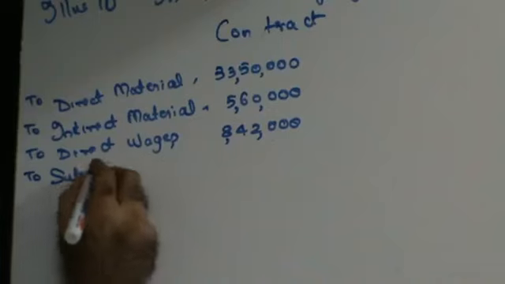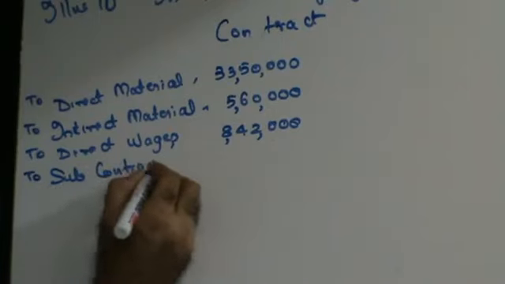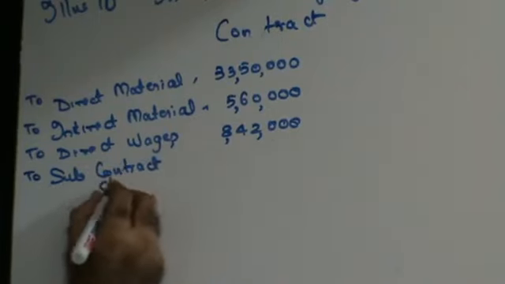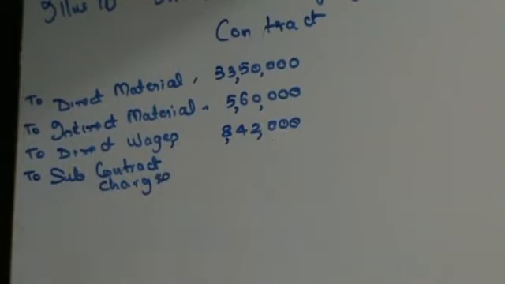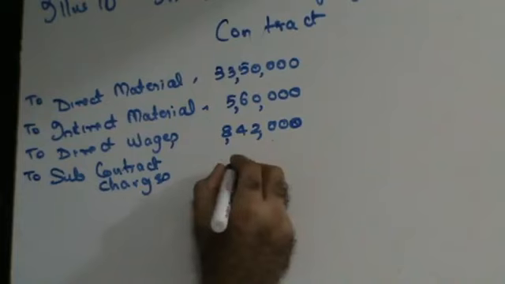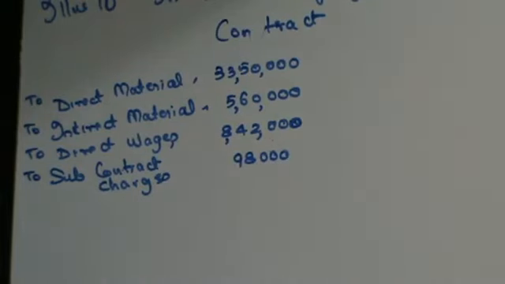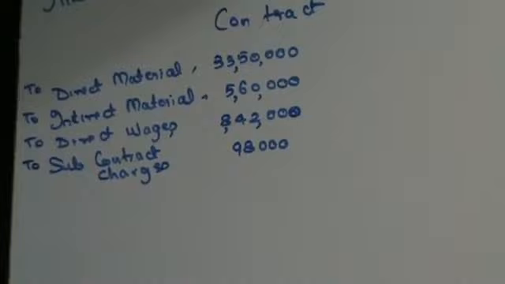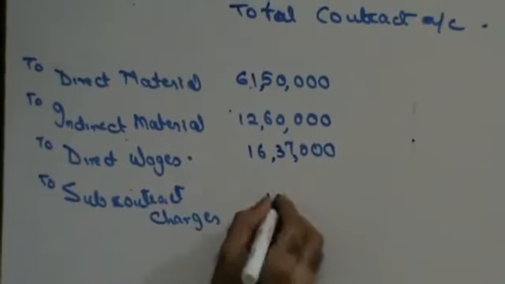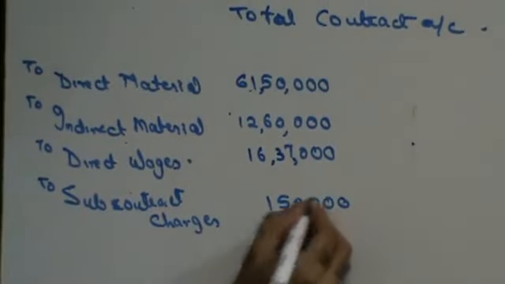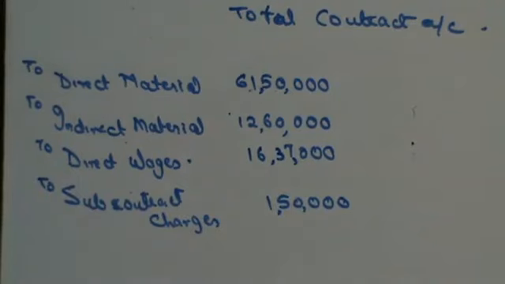Next, to subcontract charges. All expenses on the debit side, guys. Subcontract charges are given to you as 98,000. In the total contract, subcontract charges are 1 lakh 50,000. Right?